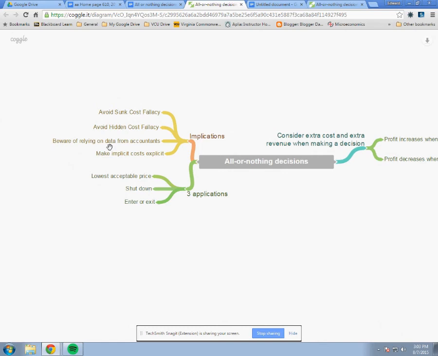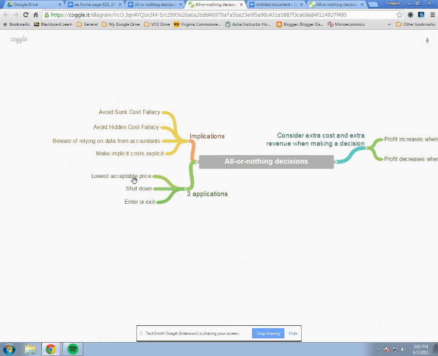Beware of relying on data from accountants. Accountants tend to look at historical data. They tend to focus on explicit costs. What matters is what's going to happen in the future. And also implicit costs are important and relevant to decisions. Do what you can to make implicit costs explicit. The book is a fan of using EVA, and we talked about that a little bit.